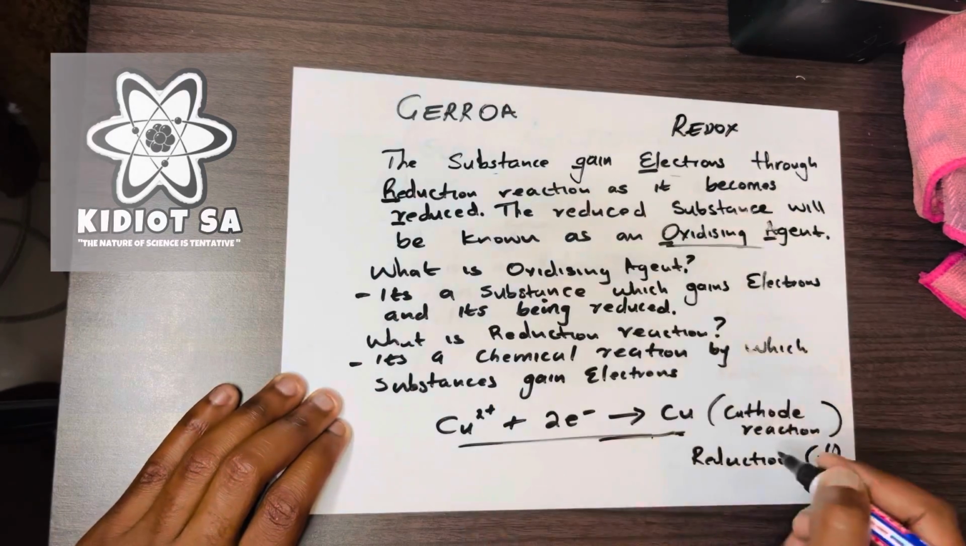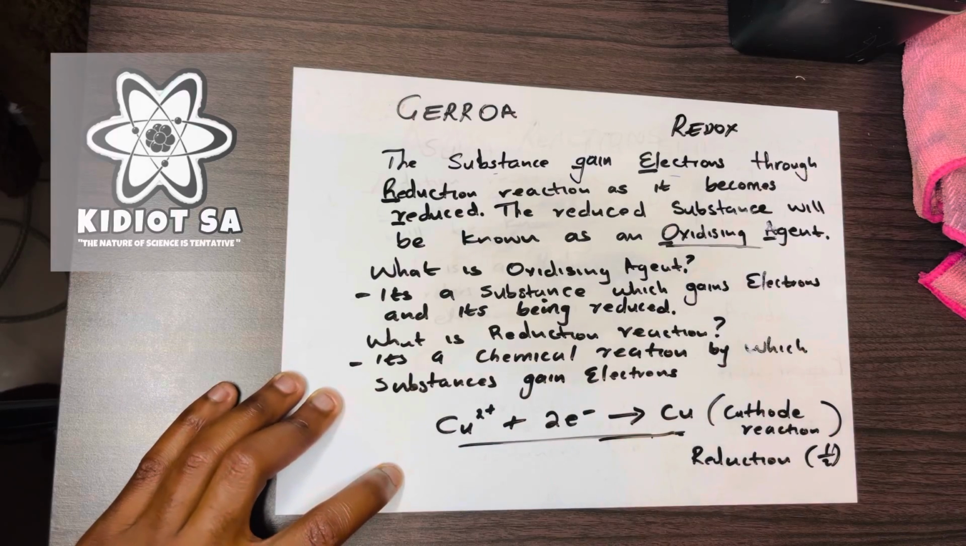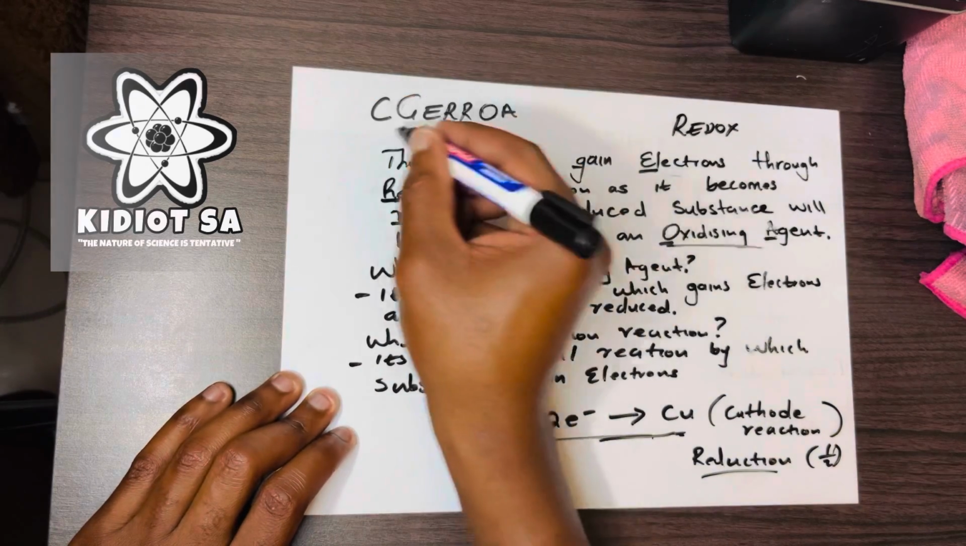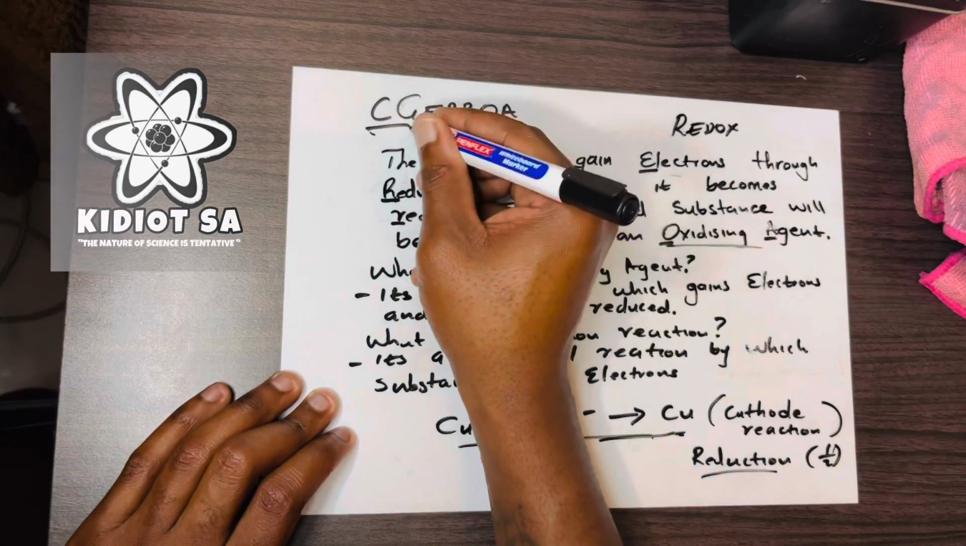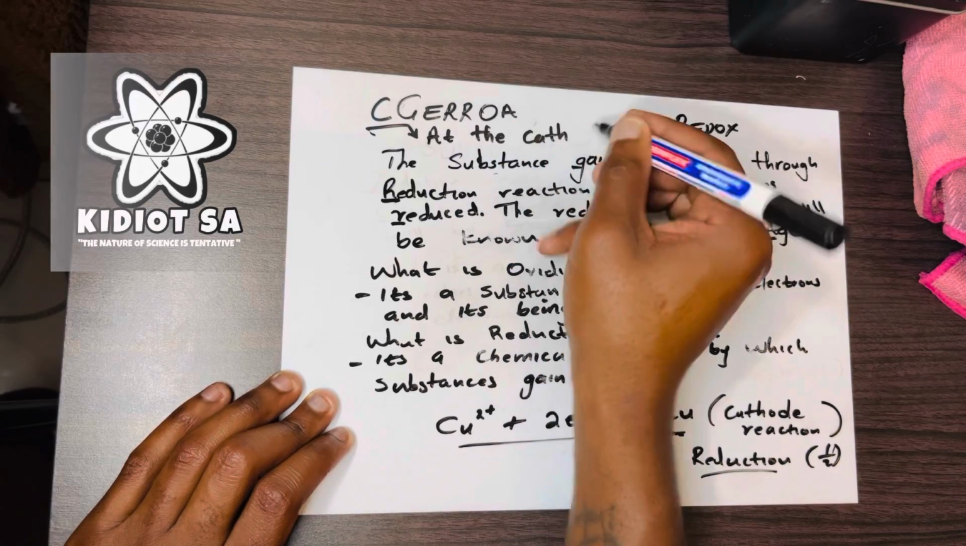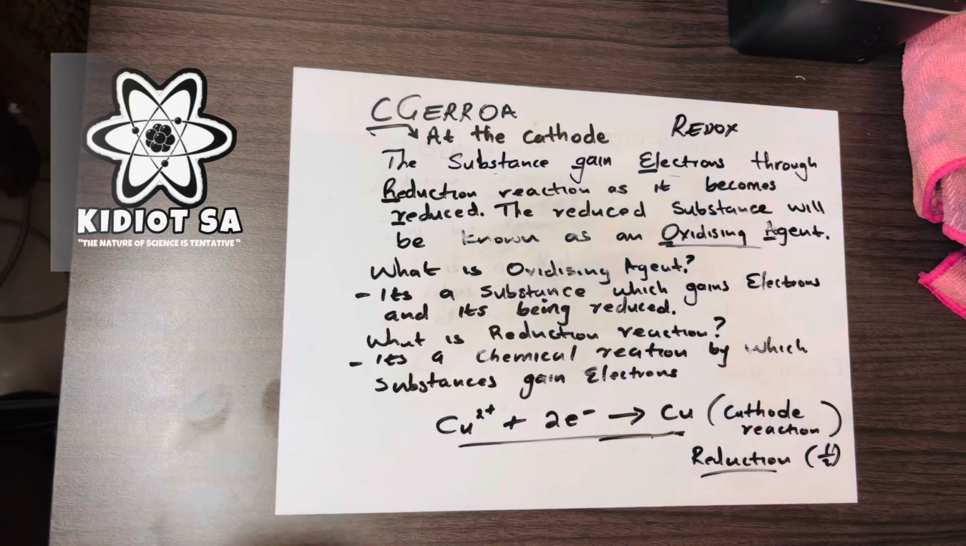Now this is for grade 12. Cathode reaction is for grade 12. For grade 10 to 11, you're going to use the word reduction. But for grade 12, you're going to add letter C here. C, GERROA. C is for add the cathode. A substance gains electrons through reduction reaction as it becomes reduced. And the reduced substance will be known as an oxidizing agent.